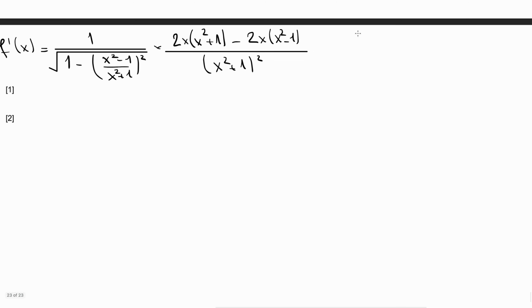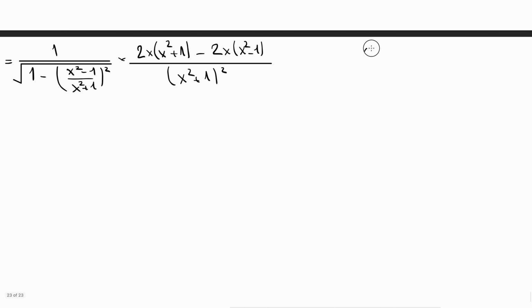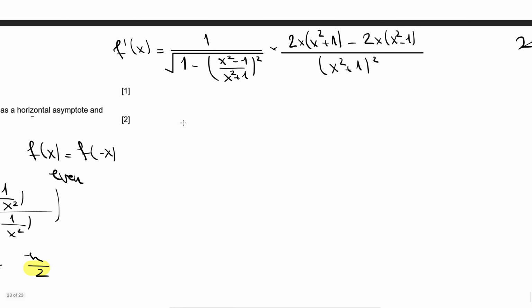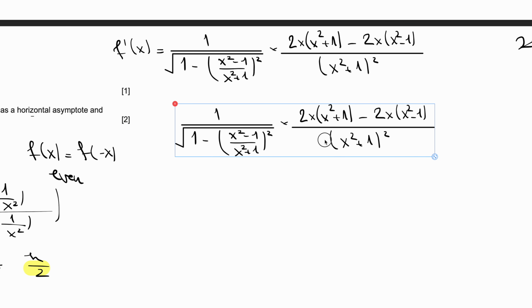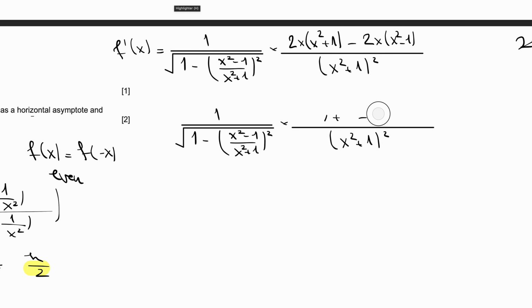Now, before I continue, let me just simplify this. So 2x times x squared is simply 2x cubed plus 2x minus 2x cubed plus 2x. So the 2x cubes cancel out and we'll be left with 4x. Alright, so if I just quickly copy and paste this, because it will take a long time for me to write all of it. Okay. So this will be 4x over x squared plus 1 squared, so 4x.